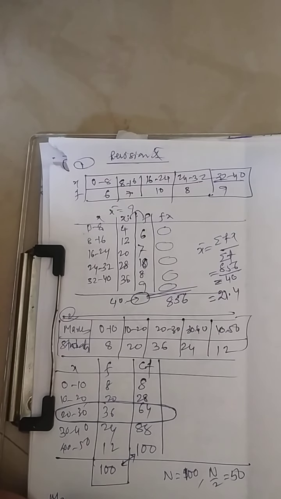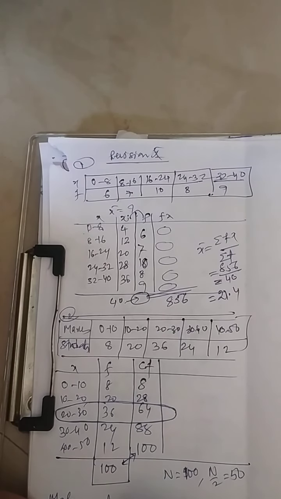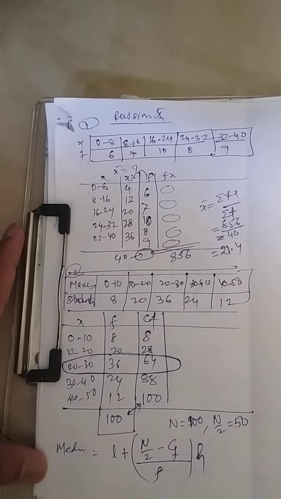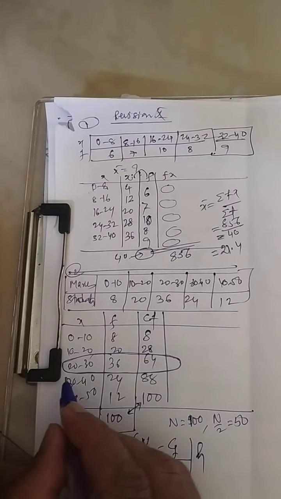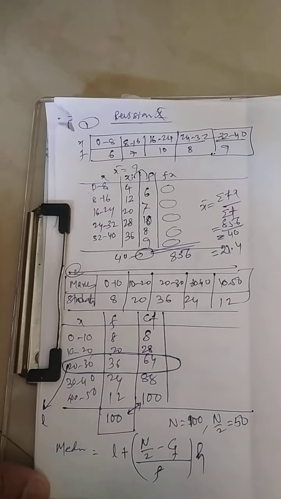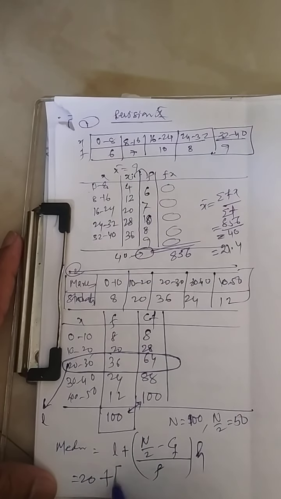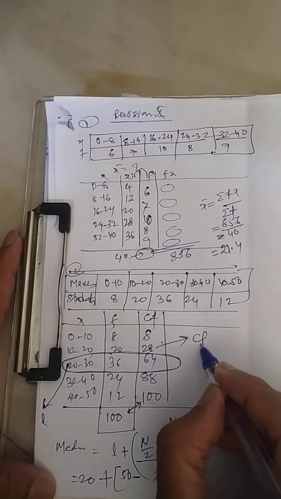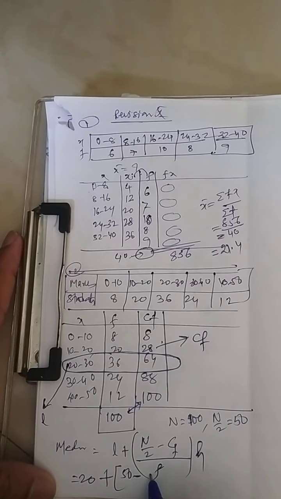If you remember the formula for median, it will be L plus n by 2 minus CF upon f into h. Now how to input these values? L will be available here. L is nothing but 20. N by 2 already you have learned, it is 50. CF, cumulative frequency, not frequency. So this is nothing but CF. CF is nothing but 28.